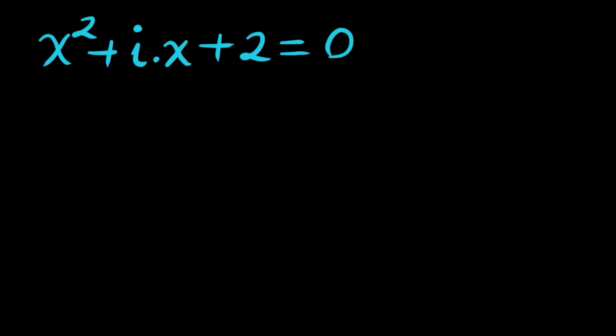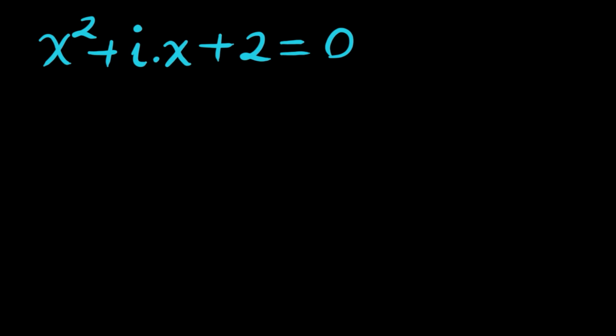We have a quadratic expression with a complex coefficient i. That is x squared plus i times x plus 2 is equal to 0. We will find the roots for this quadratic with two different methods.